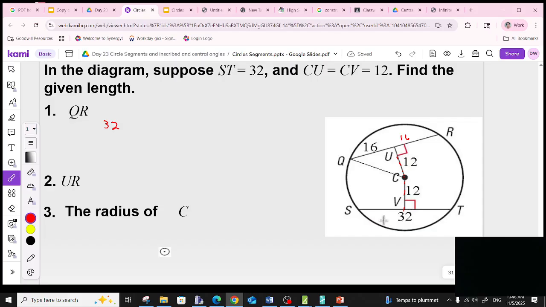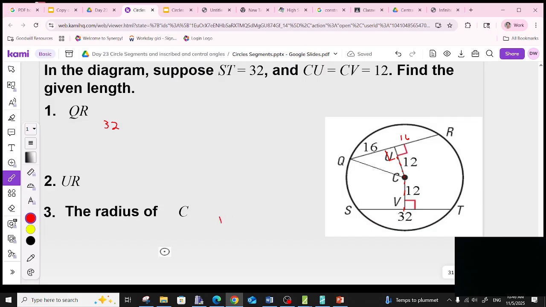Now here's the tricky one. Are you confused on why this is 16 right here? You got it? Because the whole thing has to be 32. Plus, this is the perpendicular bisector because it's coming off the center of the circle. So it just cut it in half. To find the radius, this here is 90 degrees, right? So this makes a right triangle.